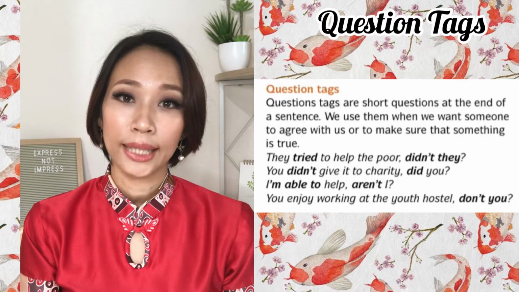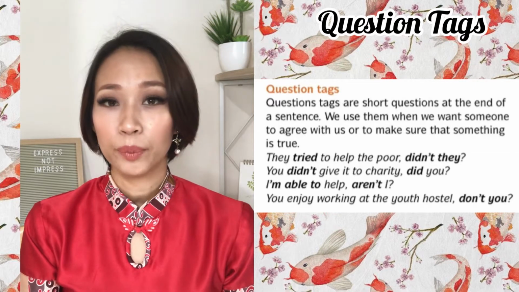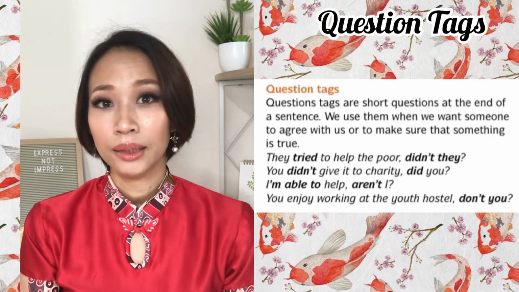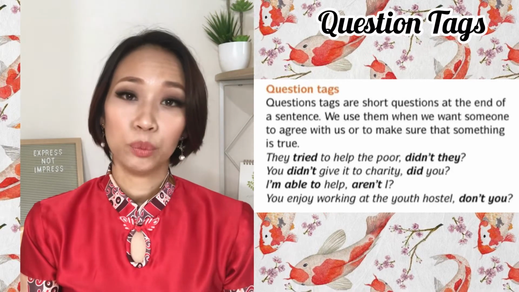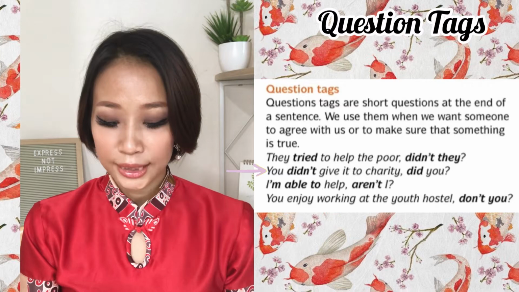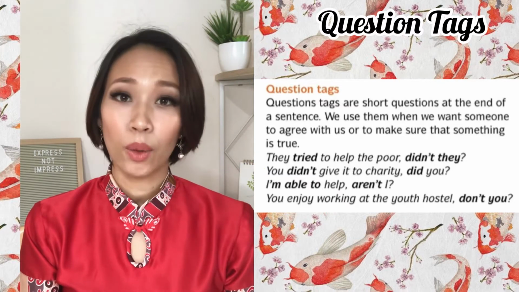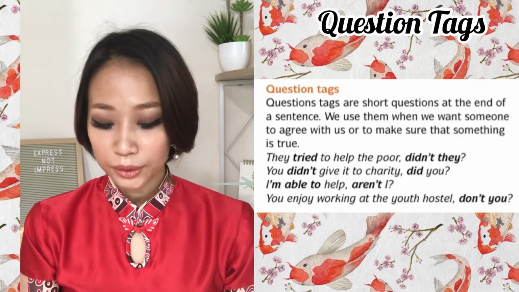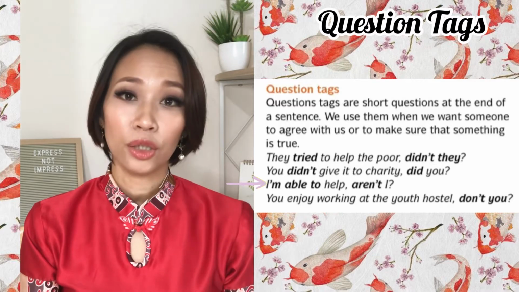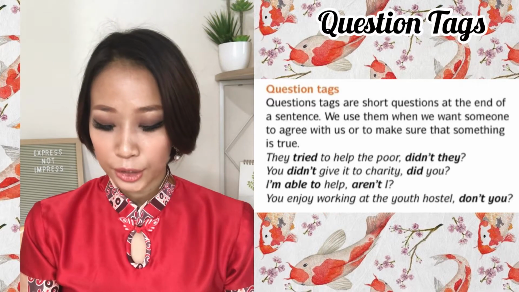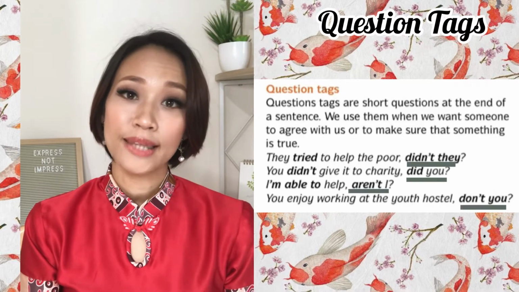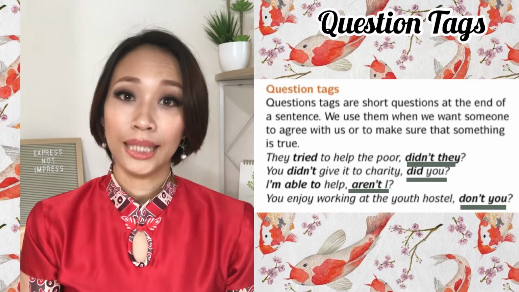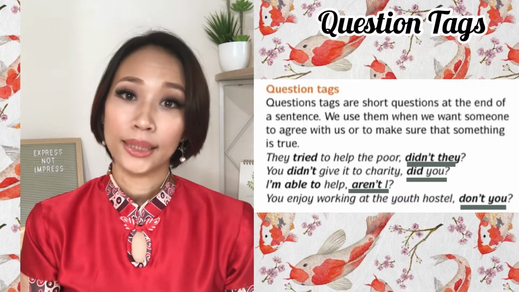Basically, whatever question tag yang digunakan, kalau kita translate BBM, maksud dia kita tambahkan di penghujung soalan. They try to help the poor, didn't they? Mereka telah cuba bantu orang miskin, kan? You didn't give to charity, did you? Awak tidak menderma, kan? I'm able to help you, aren't I? Saya dapat tolong, kan? You enjoy working at the youth hostel, don't you? Awak suka kerja di hostel belia, kan? So, didn't they, did you, aren't I, dan don't you? Ini semua ialah question tags.